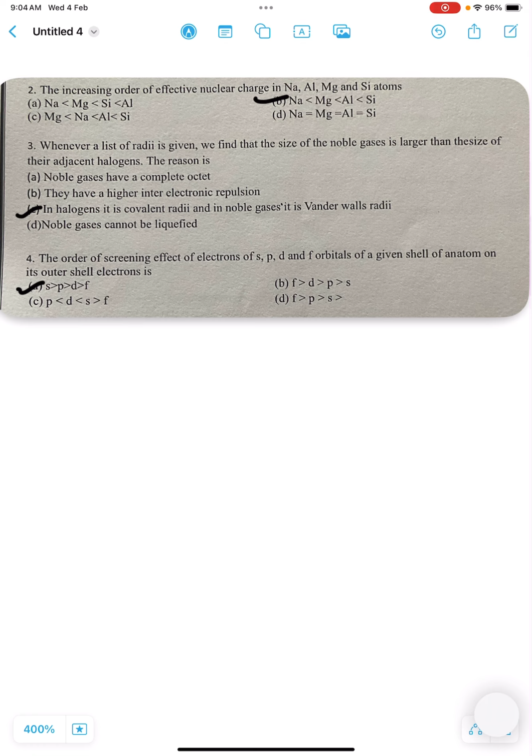So, which has the maximum power to reduce the nuclear charge? S orbitals, because of their shape, their penetration power and distance from the nucleus. F has the least screening effect. Correct? So A is the correct option.